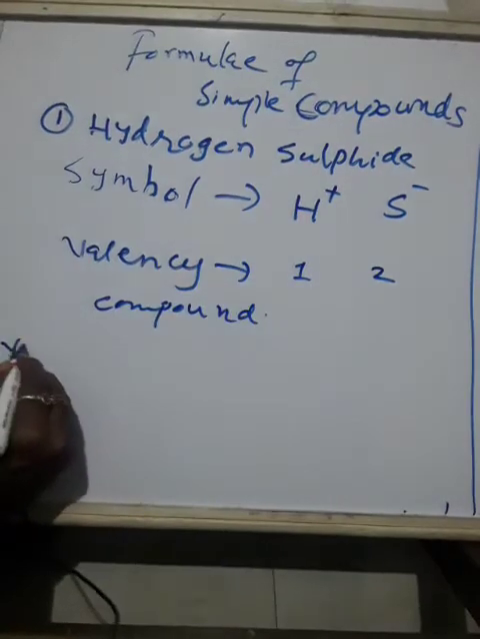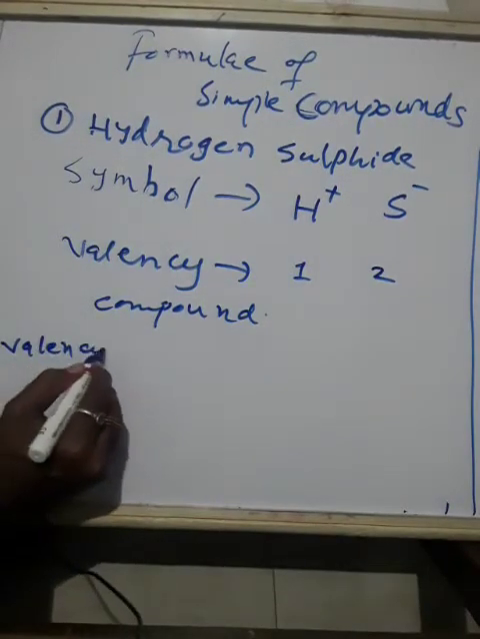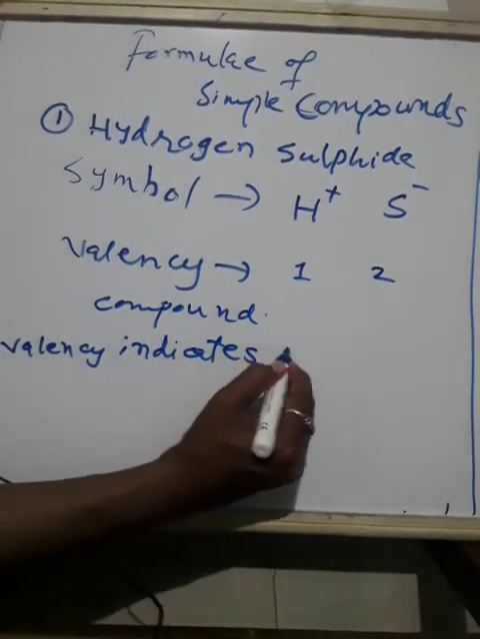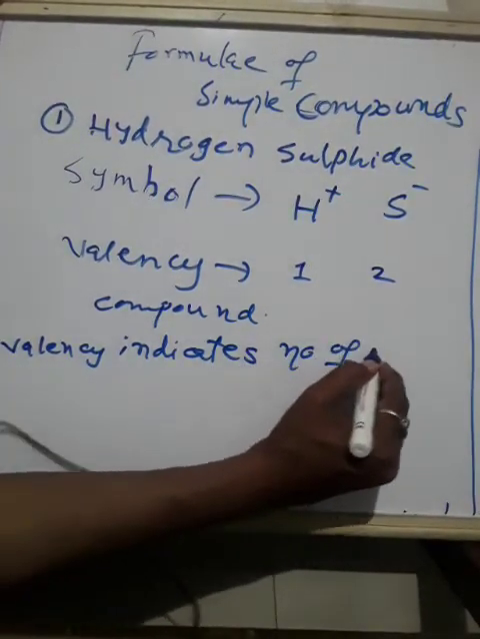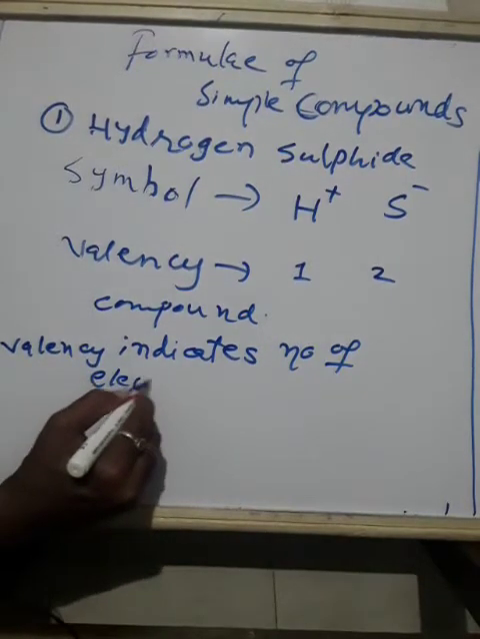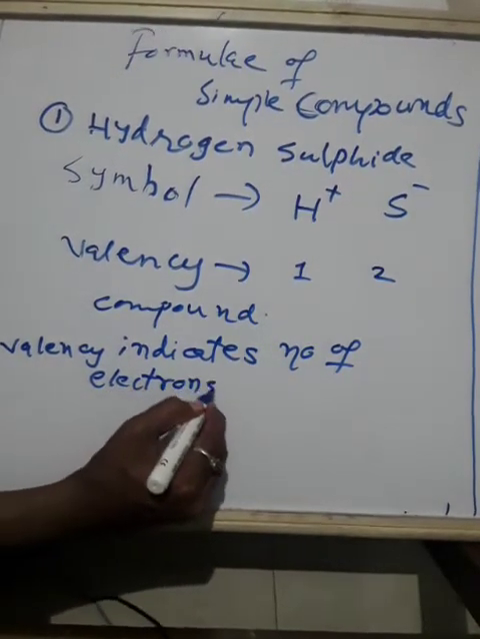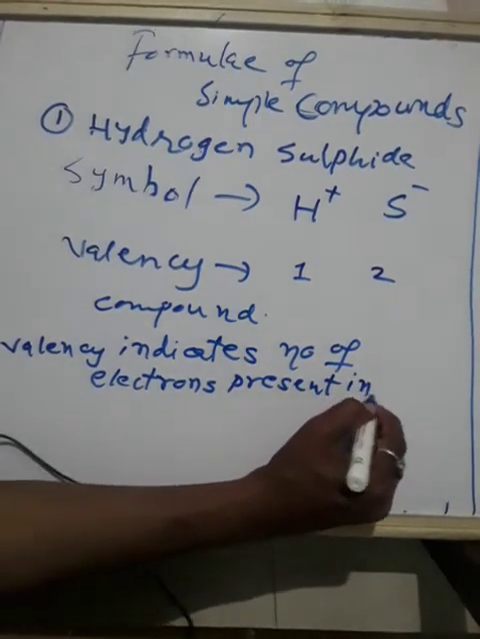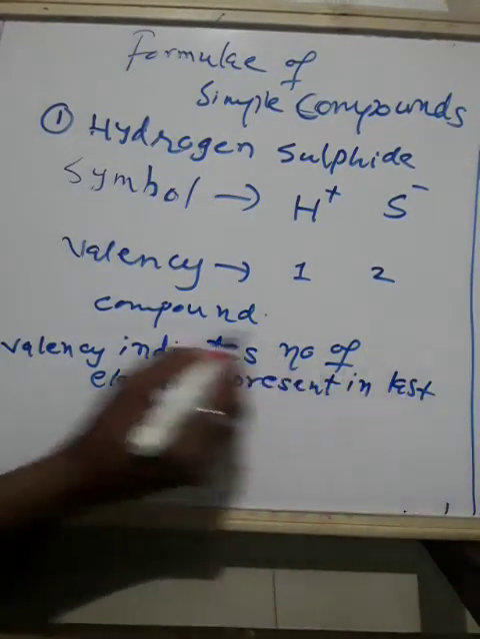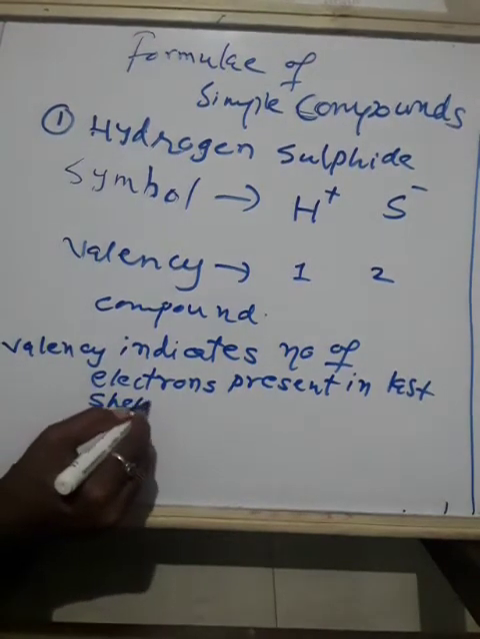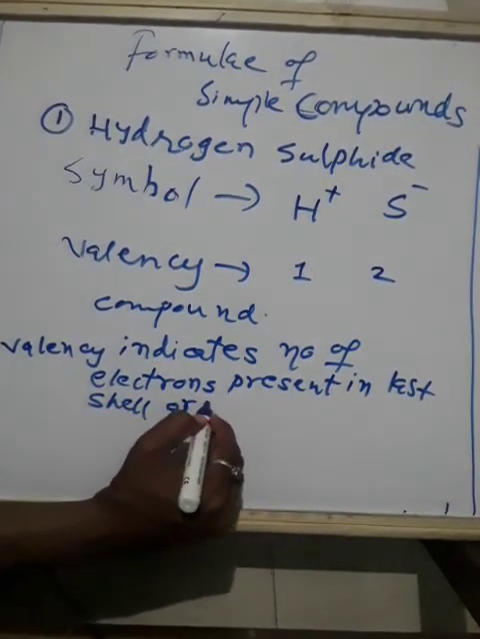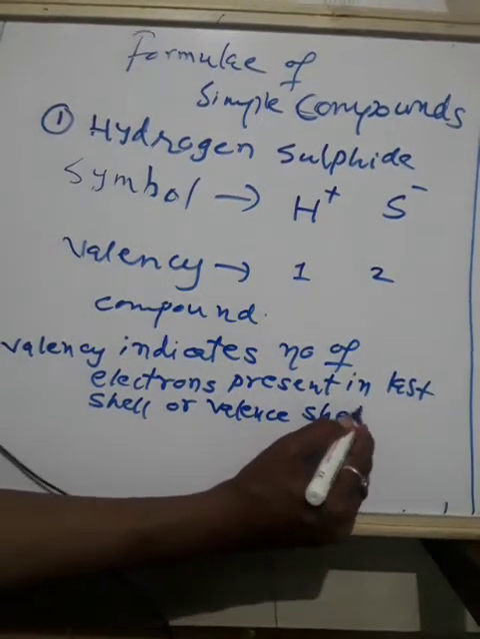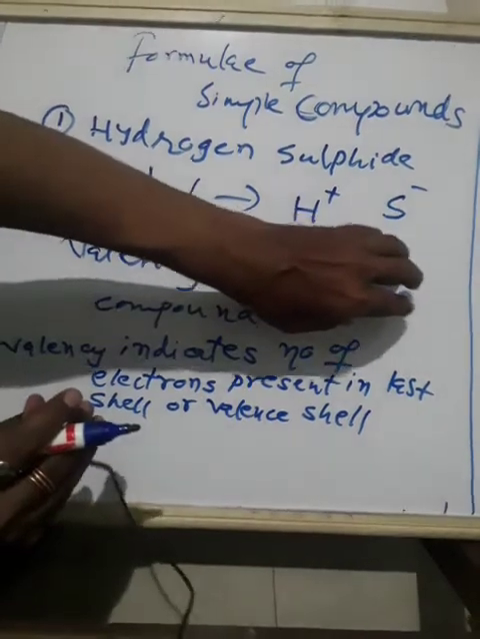You can write down: valency indicates the number of electrons present in the last shell or orbit. That is also called the valence shell. If 2 electrons are there, its valency is 2.